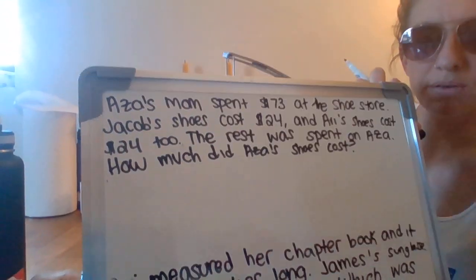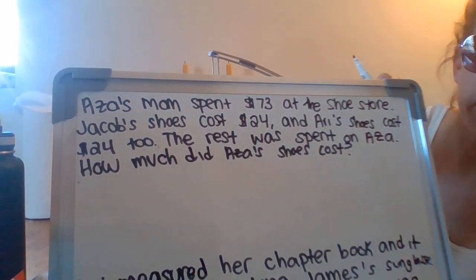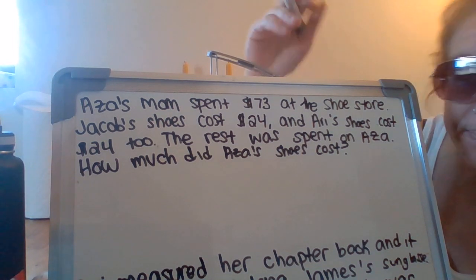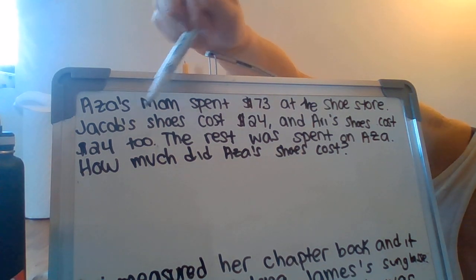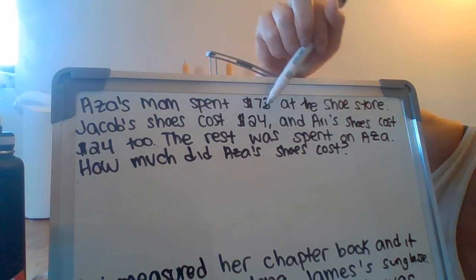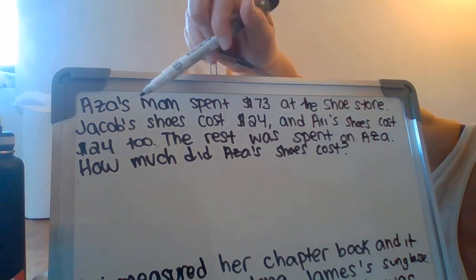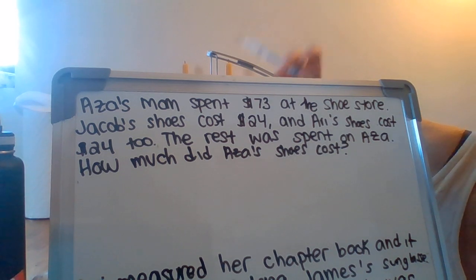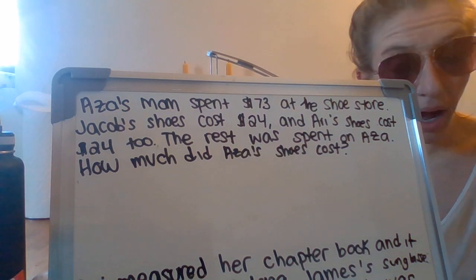Okay, this next one involves two different parts. So let's look really carefully. Aza's mom spent $73 at the shoe store. Jacob's shoes, that's one of Aza's brothers, cost $24. Ari's shoes cost $24. The rest was spent on Aza. How much does Aza's shoes cost?